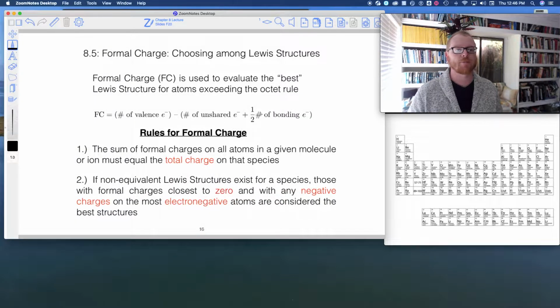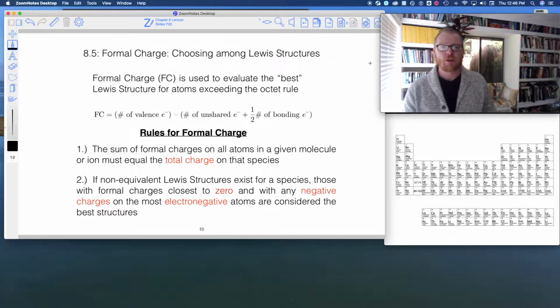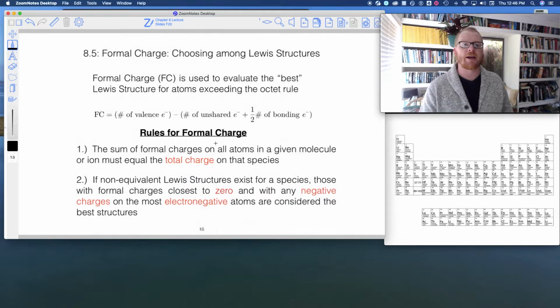Great, so moving on. Now we have the ultimate and final rule for Lewis structures, and that's called the formal charge, okay? I've got examples coming up.